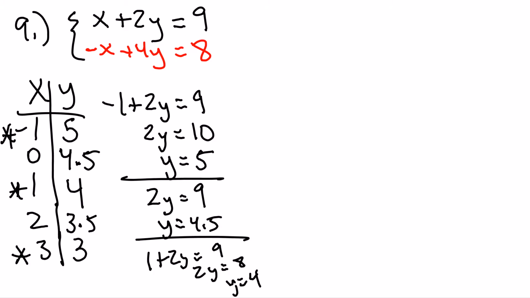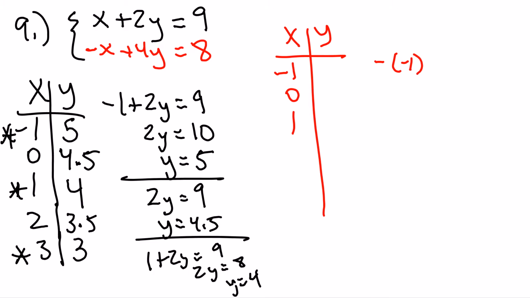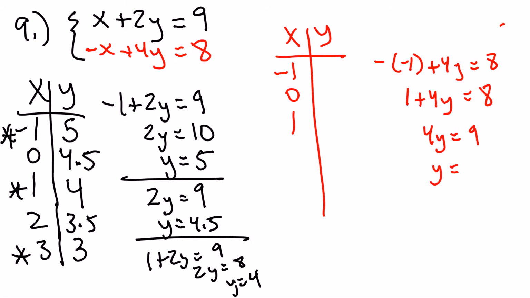I'm going to do the same thing. I'm going to make an XY chart. I'm going to start with -1, 0, and 1. I'm going to plug in -1. The opposite of -1 plus 4y equals 8. I have 1 plus 4y equals 8. I subtract 1 from both sides. I get 4y equals 7. Divide by 4, I get y equals 1.75.